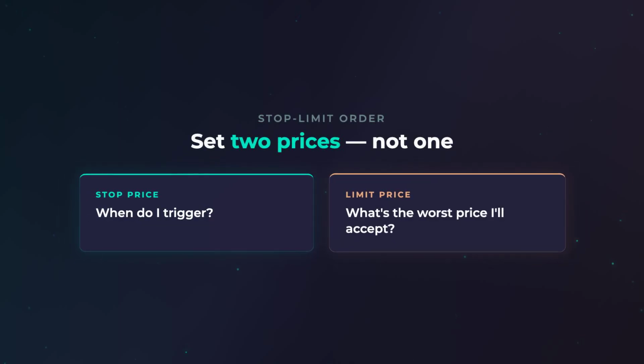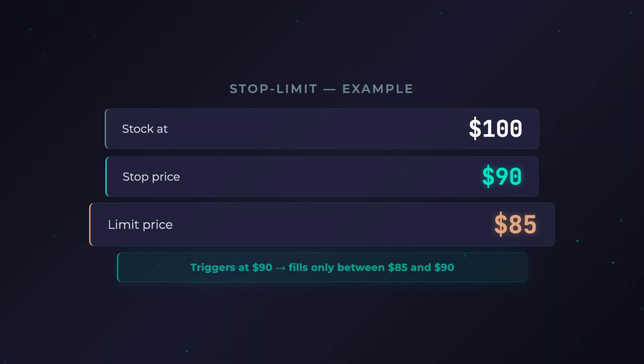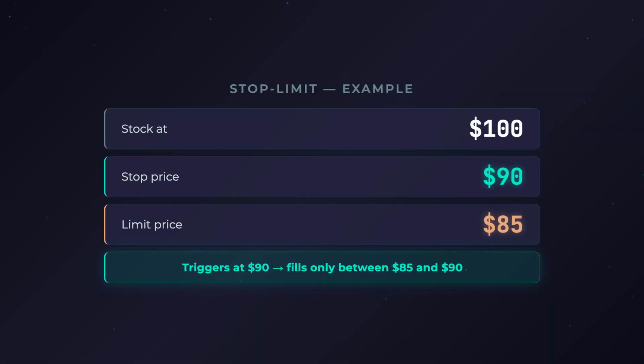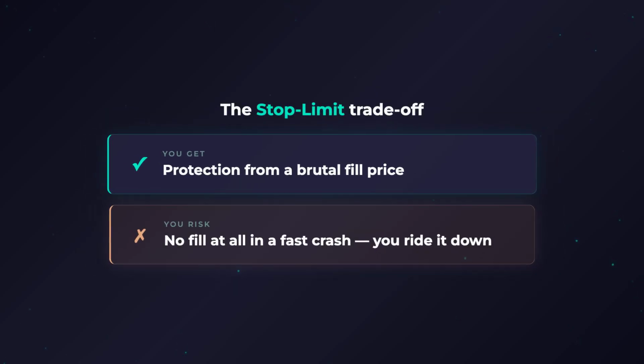Which brings us to order type 4, the stop limit order. A stop limit takes the stop and bolts a guardrail onto it. You set 2 prices instead of 1, the trigger and the worst price you'll accept once it triggers. Same stock at 100, you set the stop at 90 and a limit at 85. Now, if the stock drops through 90, your order triggers, but it will only fill if it can get you 85 or better. The upside, you don't get cleaned out at the bottom of a flash crash.